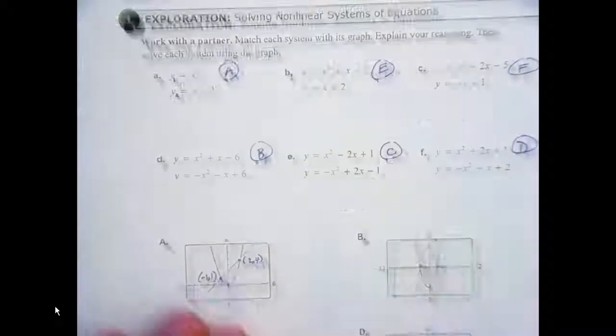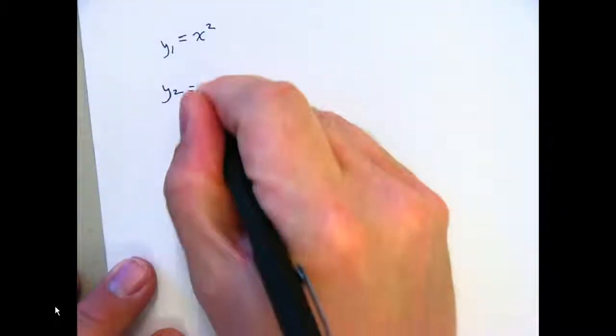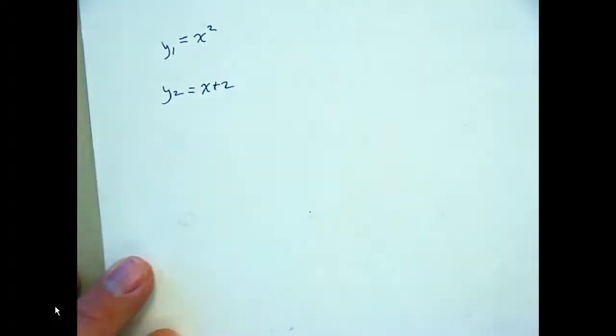On your note page somewhere, let's go ahead and write those down. Y equals x squared. And y sub 2 equaled what? X plus 2. Okay? So I want you to use substitution right now to solve that.